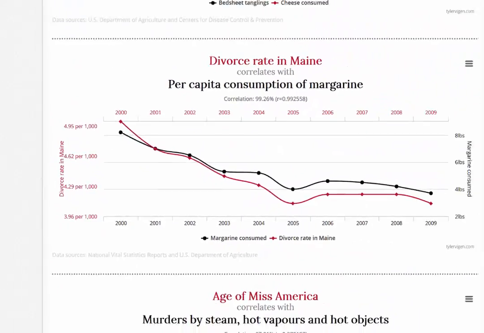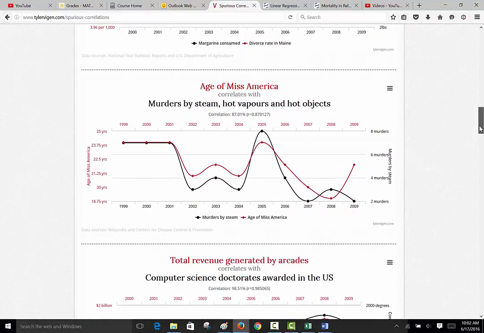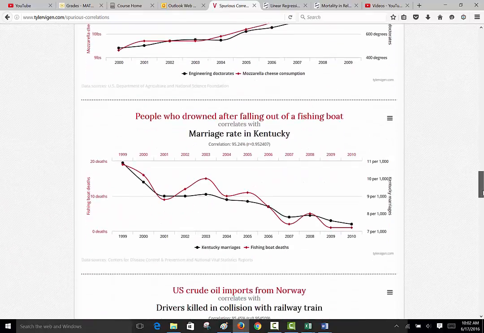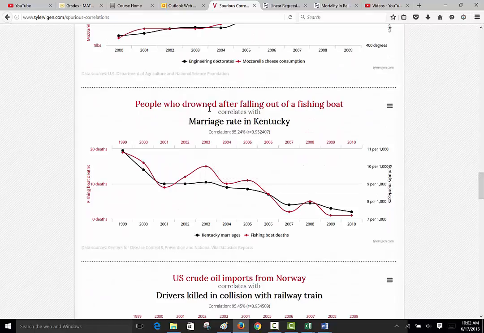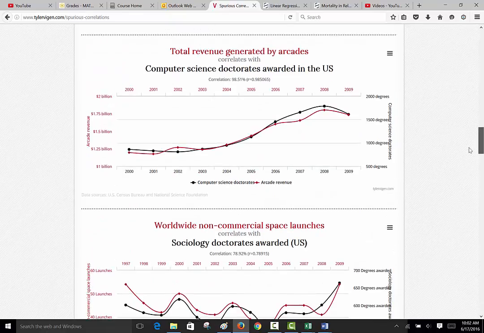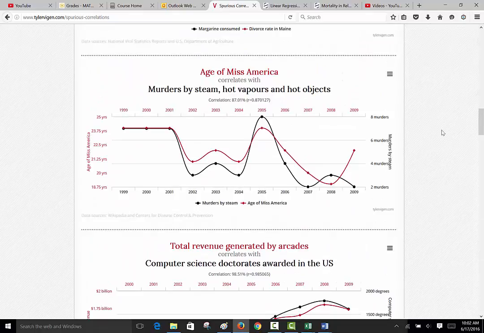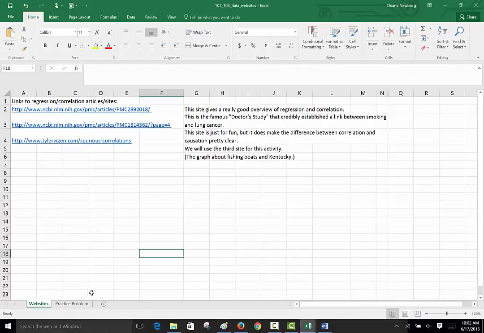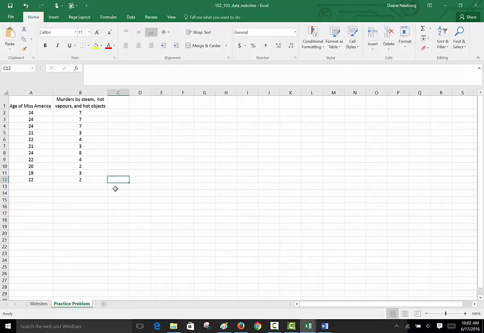I am going to do this one as the example, and I will have you do this one as the graded problem. So you'll do people who drowned after falling out of a fishing boat versus marriage rates in Kentucky, and I will do the age of Miss America versus murders by steam, hot vapors, and hot objects. And so the first thing you'll have to do is actually enter the data. In the practice problem, I already have it entered here.